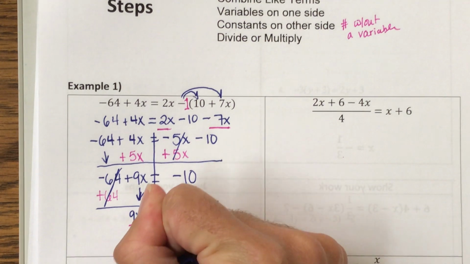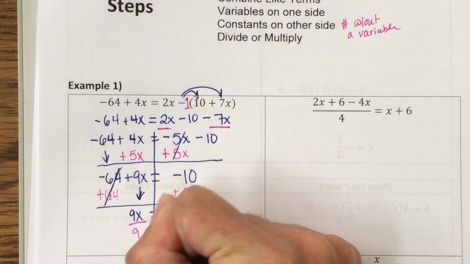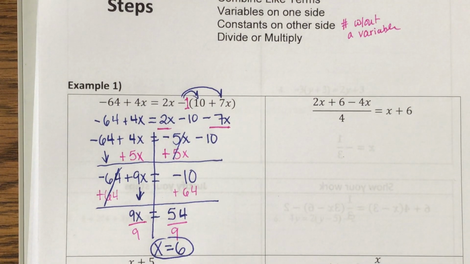I'm going to divide both sides by 9, and so x is equal to positive 6. I'm done. X is by itself. I know the value of x, and you can always go back and plug in to check.